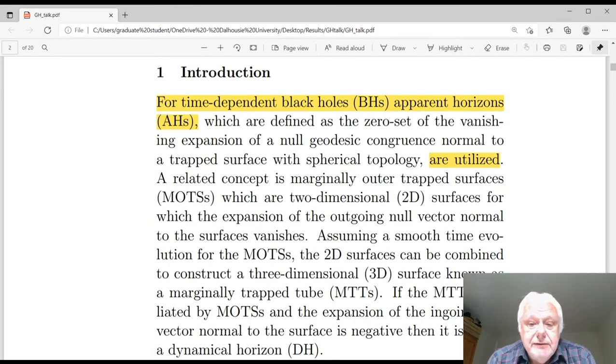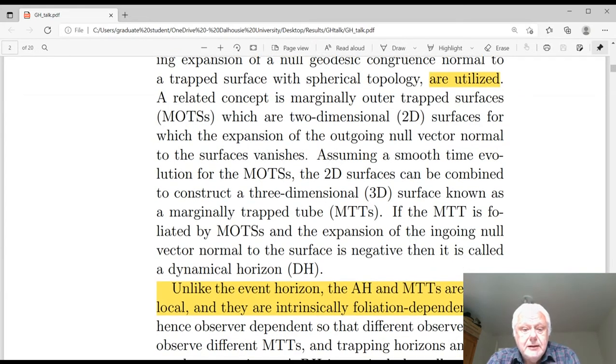So we start off with the idea of a marginally outer trapped surface, which is a two-dimensional surface, spherical topology, in which the expansion of the outgoing null vector, normal to the surface, vanishes. So the outgoing expansion is zero. The expansion of the ingoing null vector is negative, so it's a trapped surface. And these so-called MOTs evolve in time and can form three-dimensional surfaces called marginally trapped tubes, MTTs. And effectively, if they form in an appropriate way, a nice smooth way, this forms what's called a dynamical horizon. What we're more interested in is the idea of an apparent horizon, which is the outermost marginally trapped tube.